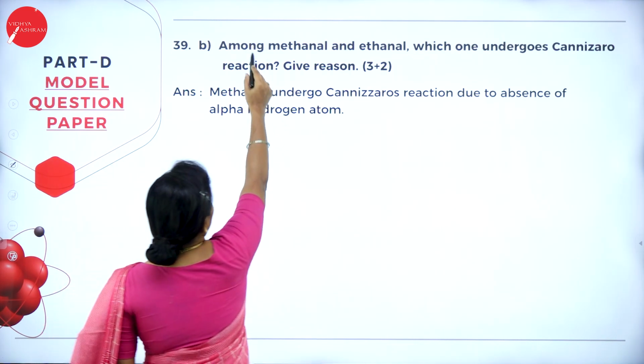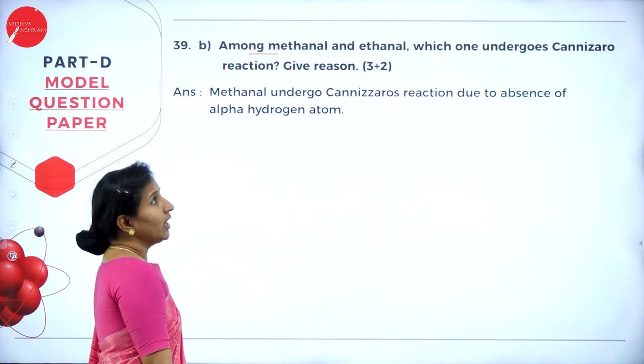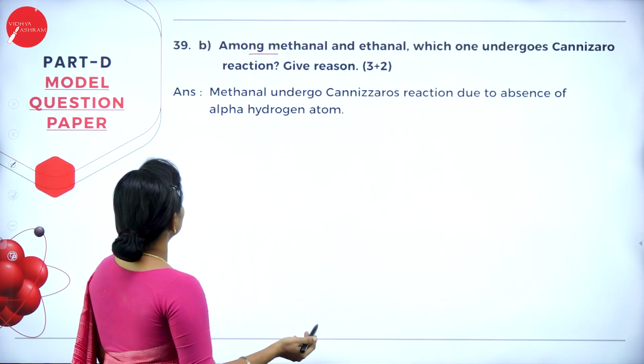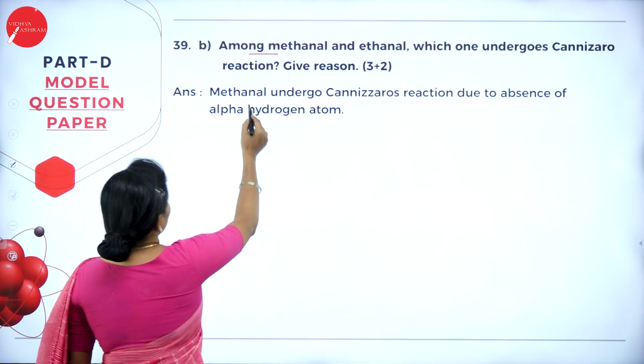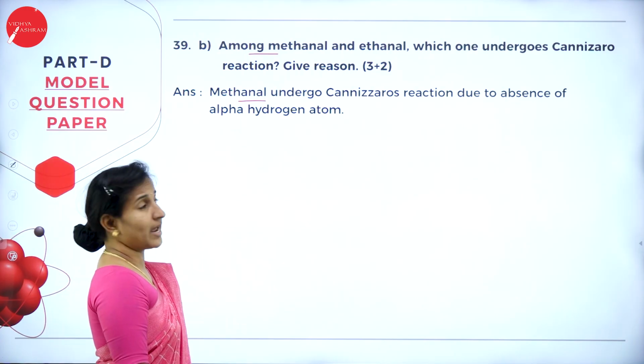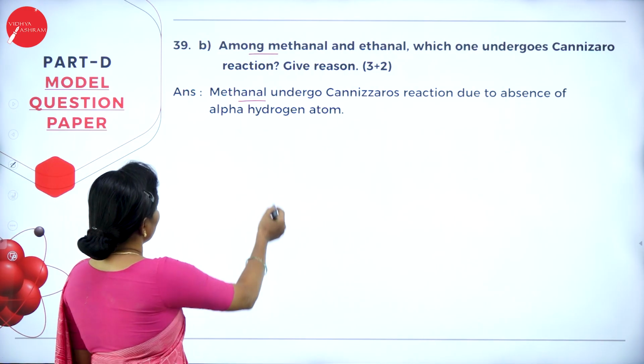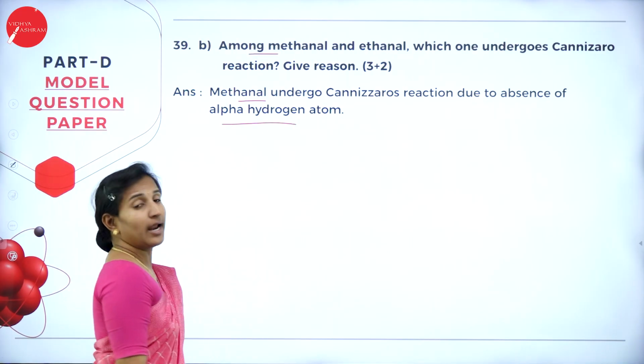Among methanol and ethanol, which one undergoes the Cannizzaro reaction? Give reason. Methanol undergoes the Cannizzaro reaction due to the absence of alpha hydrogen atom.